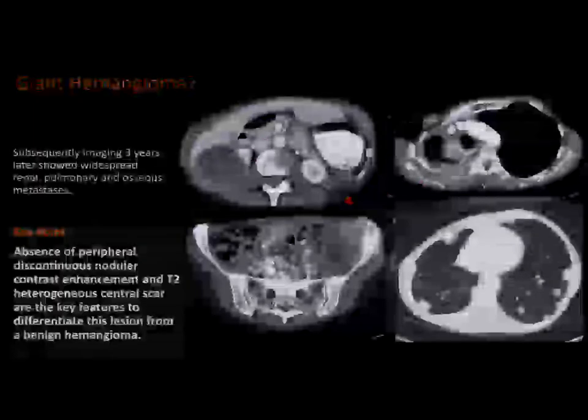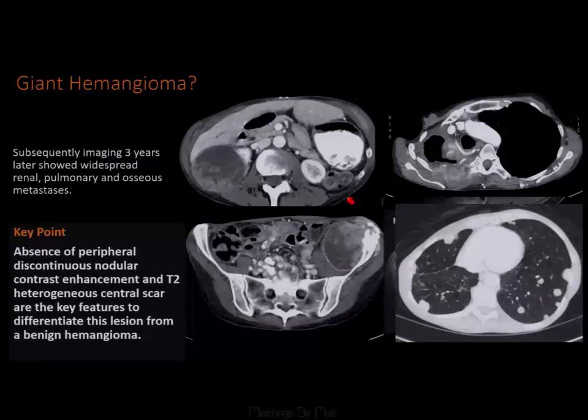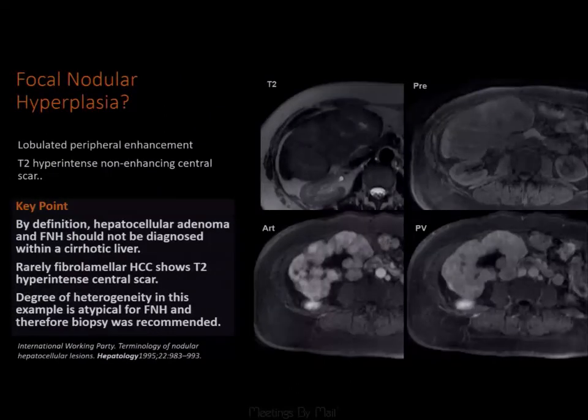Unfortunately, the patient came back with multifocal metastases. So always look at your T2, make sure you're assessing the T2, and the heterogeneity should trigger that this might be something else. This was called a focal nodular hyperplasia. You agree with me that the degree of heterogeneity in this tumor was very atypical for FNH. Obviously, you can do hepatobiliary phase imaging if there's any doubt.